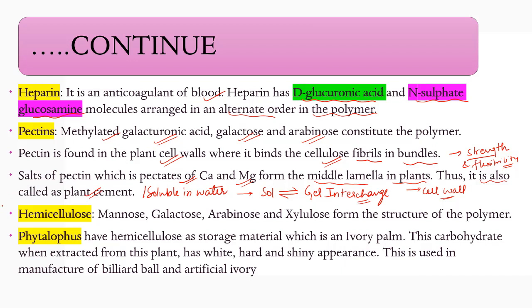Pectins are used to make jelly and jams.